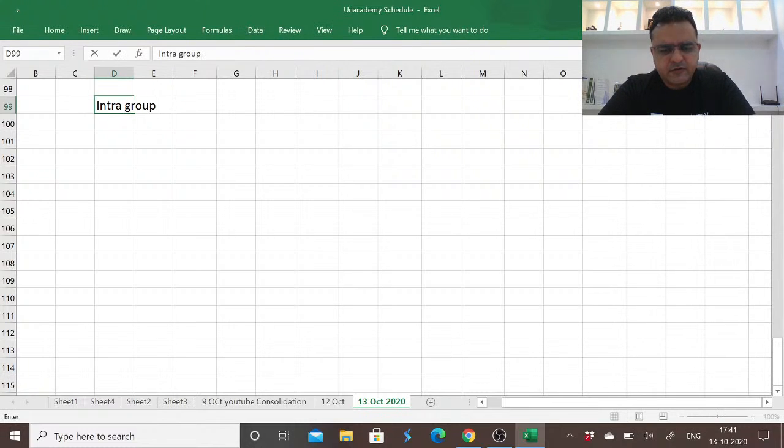Intra-group transfer of non-current assets.